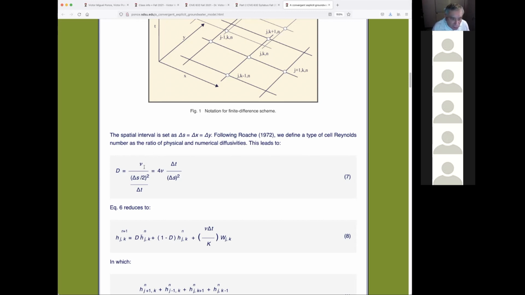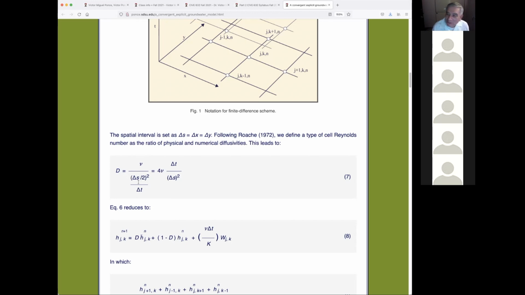This leads to physical diffusivity over numerical diffusivity. Now the question is how to define the numerical diffusivity. When we were using the Courant number, we said delta X over delta T, fine. But in here, it gets a little bit more complex. We have to put in here half of the delta X, or half of the delta S. It has to be half in there.